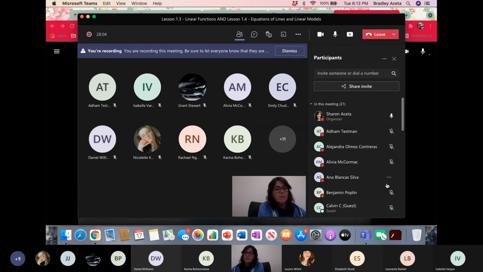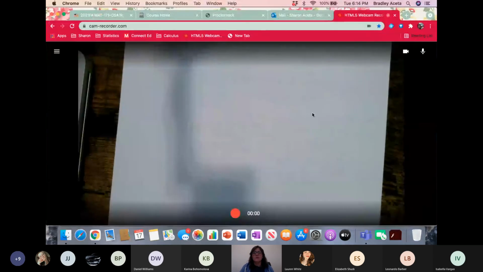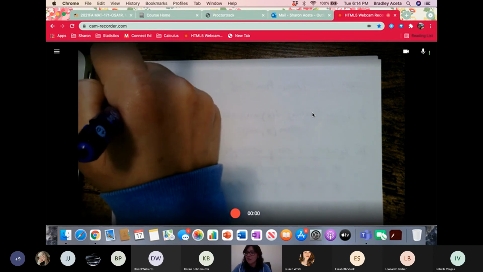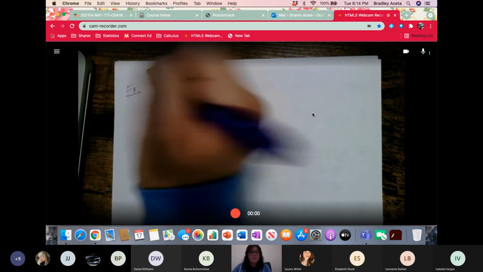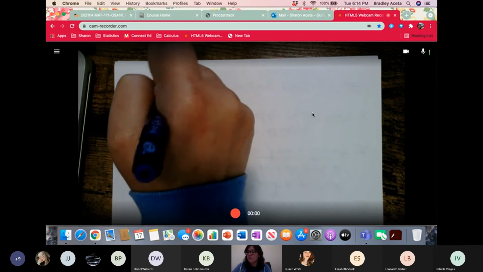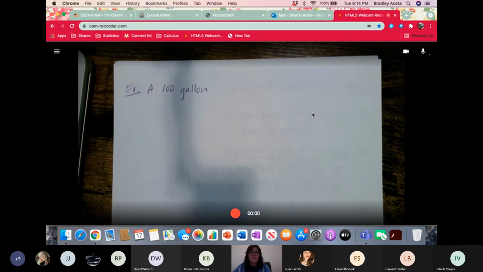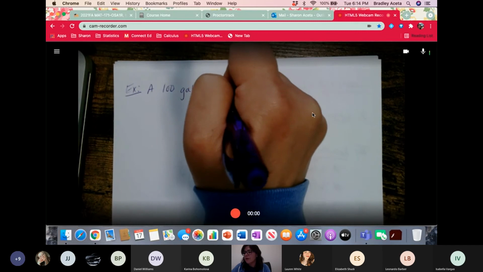Now we're going to do a quick, I don't want to say word problem, because I know every time I say word problem, people get scared. But it's pretty simple. It's writing an example of a fish tank, a 100-gallon tank full of water.